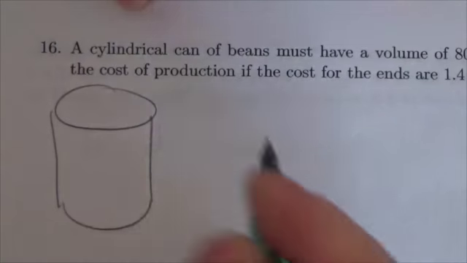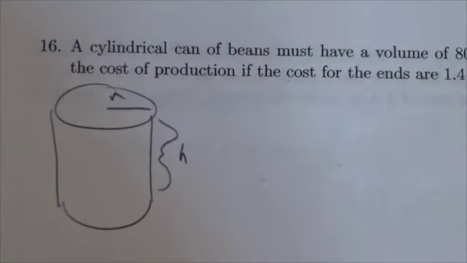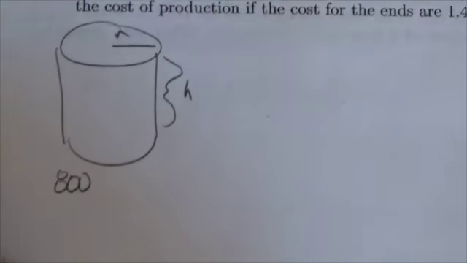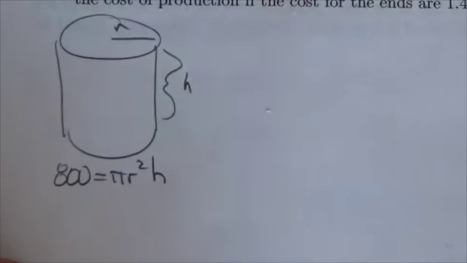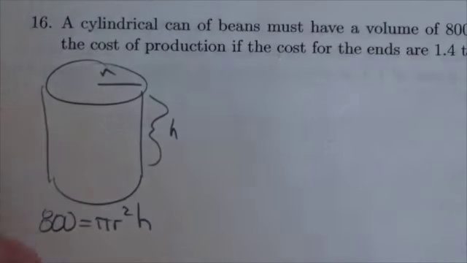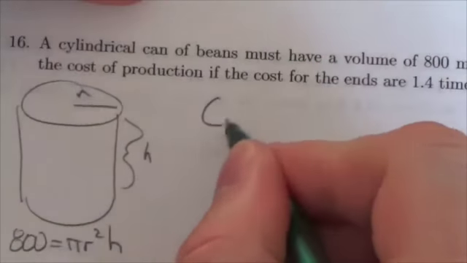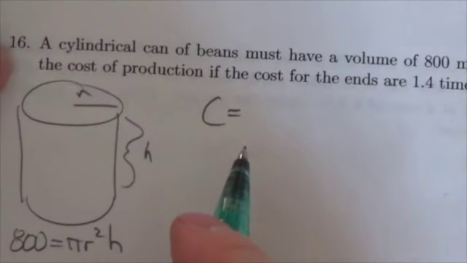Okay, so again, here's our can, here's our radius, and here's our height. The limiting feature here is that we know that the volume is 800. So 800 is going to be pi r squared times height. Now, what we are trying to do here is minimize cost. Now, cost is based on the amount of material that we're using.